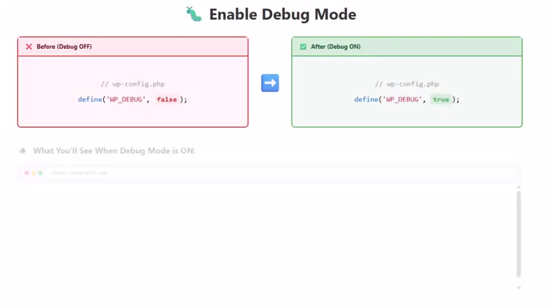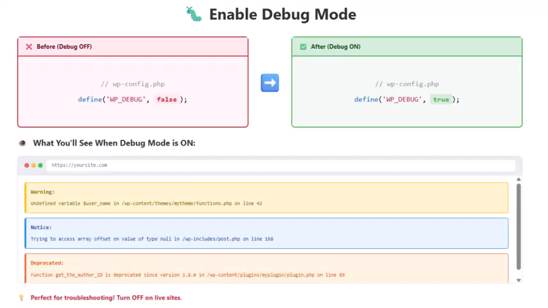Now, let me show you the most useful tweaks. To enable debug mode for troubleshooting errors, find the line that says define('WP_DEBUG', false) and change false to true. This will show all PHP errors on your screen.